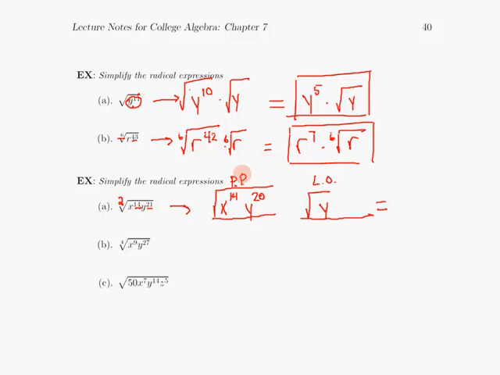Now take the square root of the perfect powers. X to the 14th is x to the 7th. Y to the 20th is y to the 10, square root of it that is, times the square root of y.